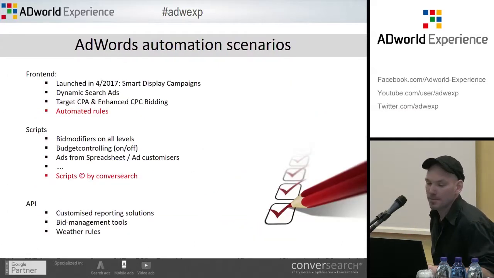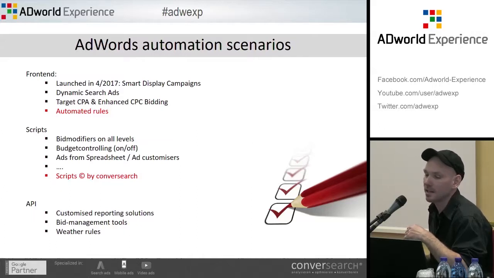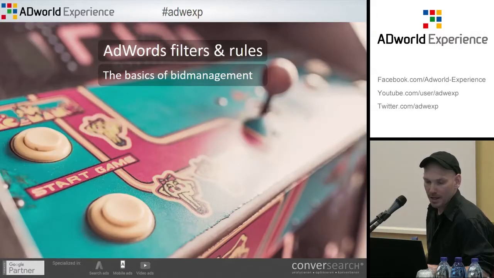Just to give you some scenarios of automation in AdWords, probably the latest feature, which has been launched only this week, is the smart display campaign. Also, dynamic search ads are a feature in AdWords, and target CPA and enhanced CPA bidding. But that's all stuff we don't do very often because you give away power to Google, and Google is a black box, as you all know, and that's what we don't like because it counter-strikes our efficiency approach. So basically, automated rules and scripts by Conversearch, and the rest we are skipping.